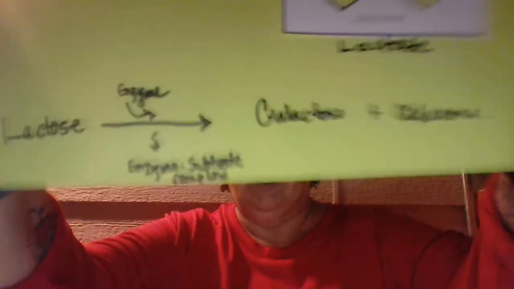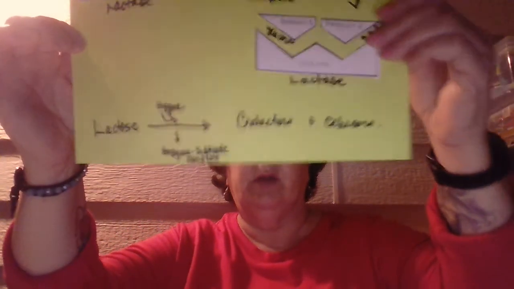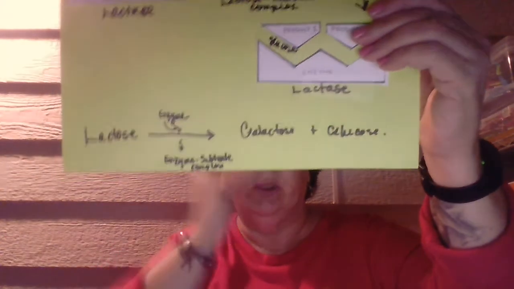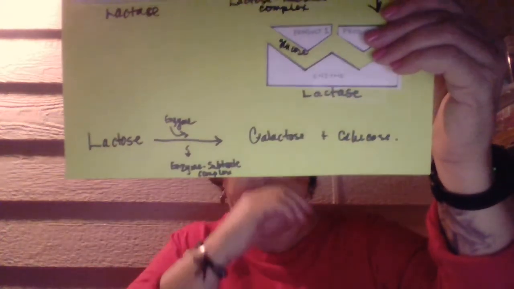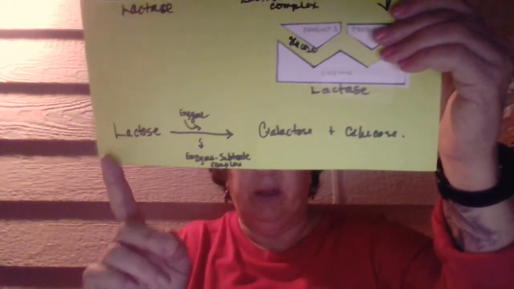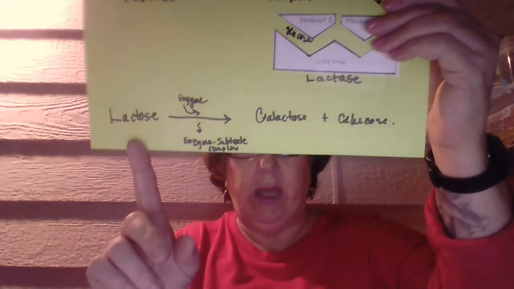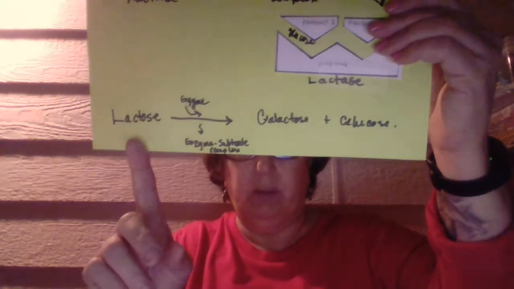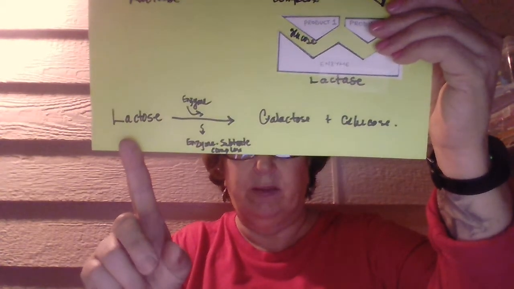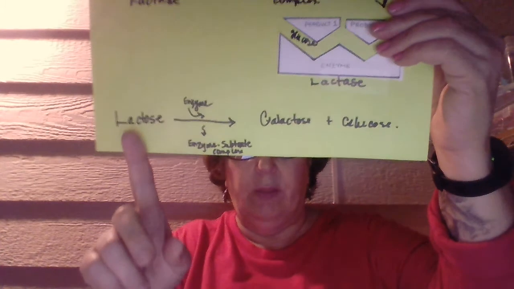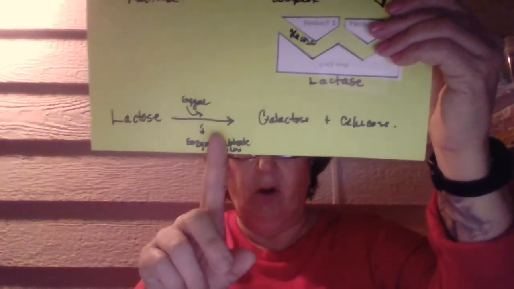Okay, once you get those on your paper, you want to leave enough room so that you can show the chemical equation there. So here's the chemical equation of lactose getting broken down. Over here on this side, I put my substrate or my reactant. This is what I want to be worked on. It's always on the left-hand side of this arrow.